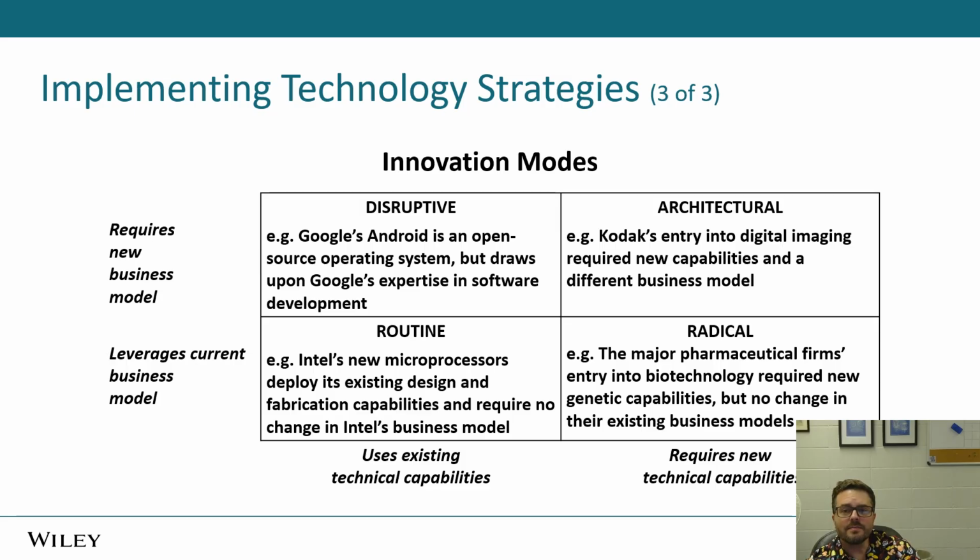Routine mode uses existing capabilities in the current business model, so that's sort of the least innovative in a sense. Radical requires new capabilities but uses the current business model. Feel free to draw on this. I'm not sure how widely used these distinctions are out there, but you're welcome to look at this matrix and decide if your firm needs to operate in one of these modes.